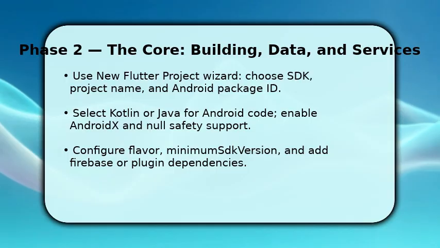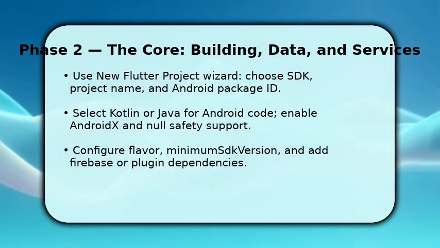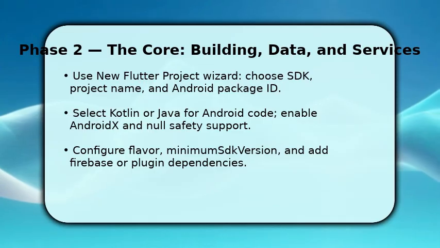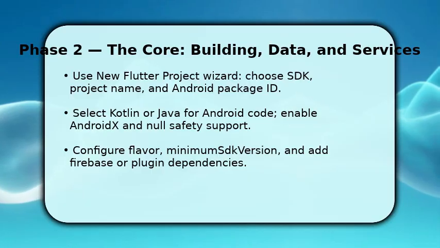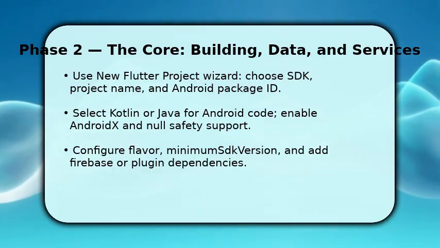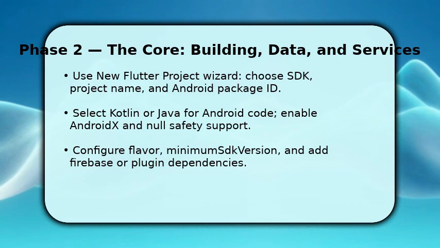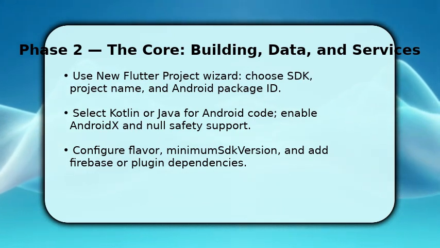Once the project is created, open android/app/build.gradle to set min SDK version and flavors if needed, then add plugins in pubspec.yaml and run flutter pub get. You do this so platform channels, dependencies, and build variants are correctly wired before you run.